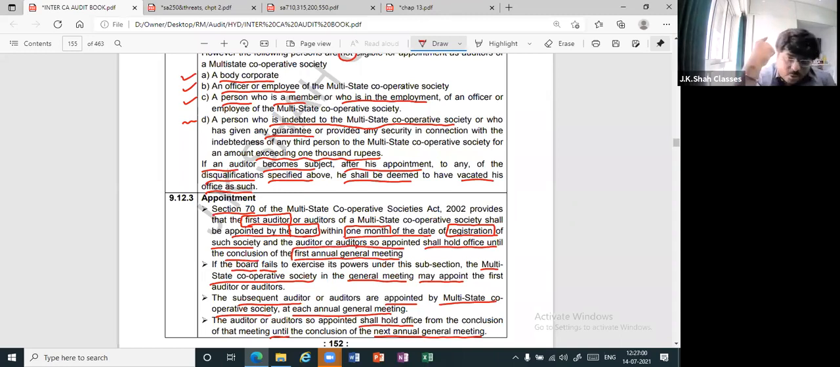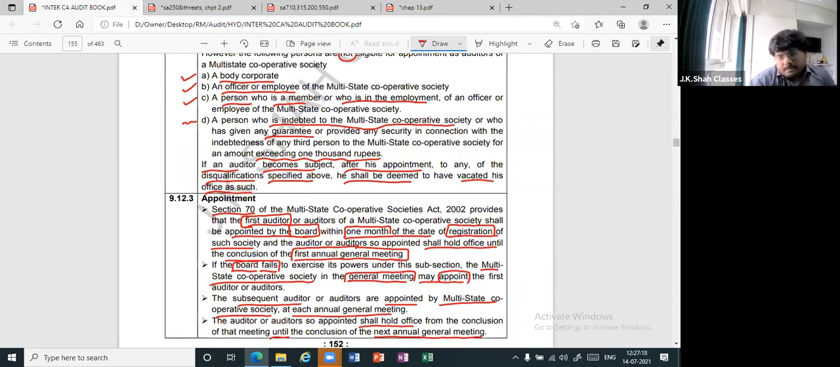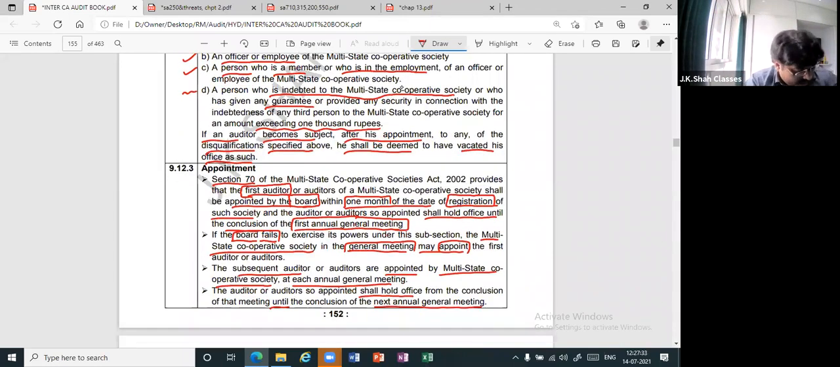Just like the first auditor there, it was a non-government company. But what if the BOD fails? Then the members will have to appoint. Just like there also BOD failed, shareholders appointed. So here also, if the BOD fails, then ultimately the MSCS in a general meeting will appoint the first auditor. Acha, subsequent auditor, who appointed there? There the subsequent auditor was appointed by shareholders in the AGM, and the term, if you remember, was 6th AGM, 5 AGMs, I told you. Here the subsequent auditor is again appointed by the MSCS members only, at each AGM, and shall hold the office only till the next AGM, 1 year. So simple.